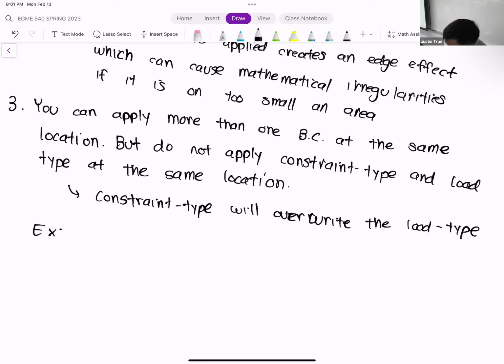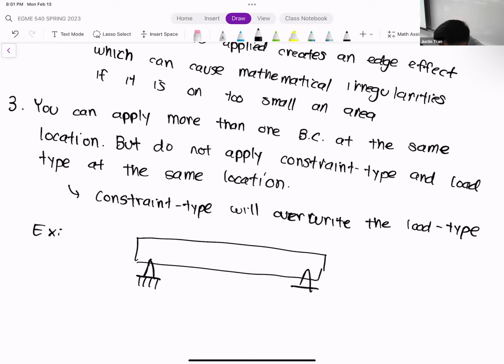So as an example, let's take our beam again. On one side, we have our pin support. The other side, we have our roller. Here are constraint type boundary conditions, on the left where we have our pin support. If we try to apply a load here, so we try to apply a force F, nothing's going to happen, because we're going to push on this beam, but this beam is constrained to have a displacement of 0 on that side. We can push and push and push all we want. We can apply as much load as we want, but the constraint type boundary condition is always going to win.